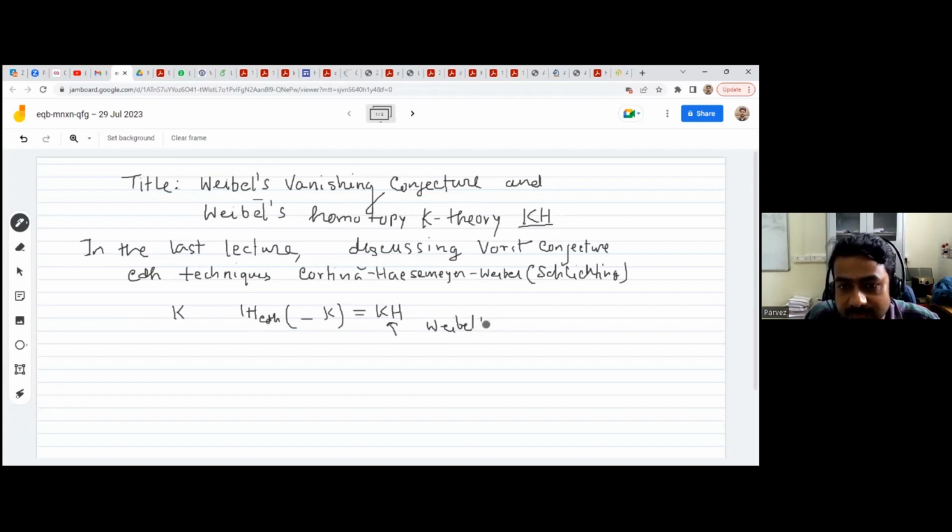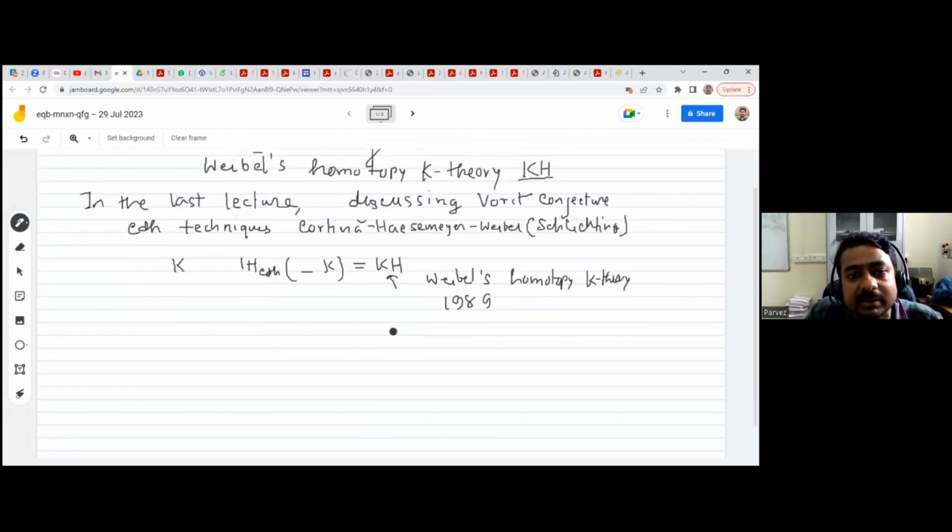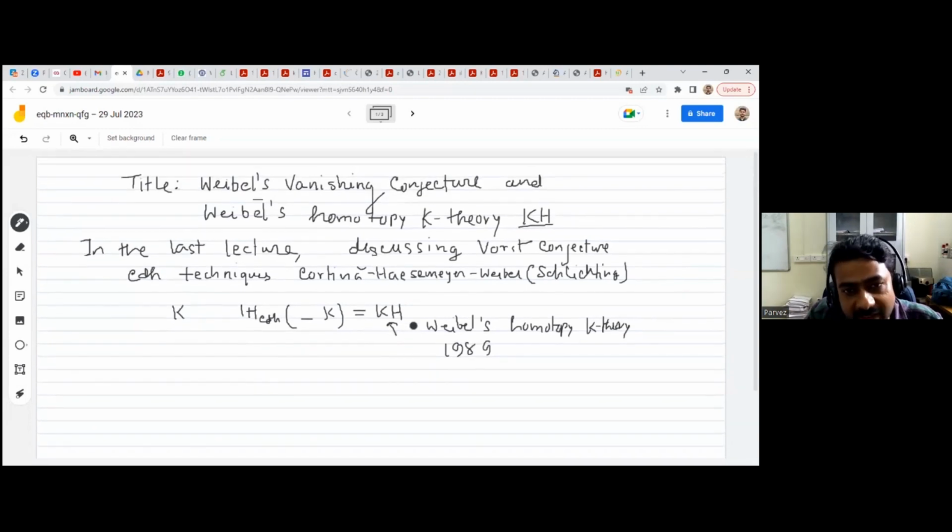Weibel's homotopy K-theory, which I will define today, was introduced by Weibel in the paper which appeared in 1989. It turns out to be very useful, and it is very much used in the proof of both cases, in the Hörst conjecture as well as in Weibel's vanishing conjecture.